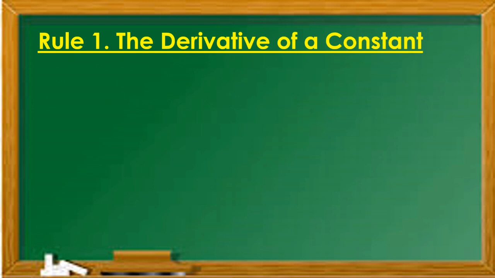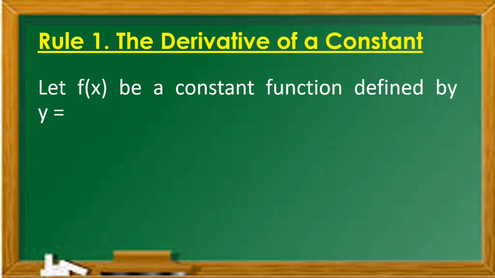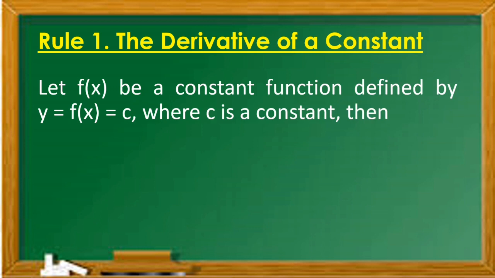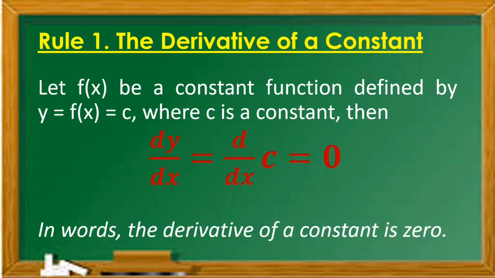Rule number 1. The derivative of a constant. Let f of x be a constant function defined by y equals f of x equals c, where c is a constant. Then, dy over dx equals the derivative of c equals 0. Or in words, the derivative of a constant is 0.